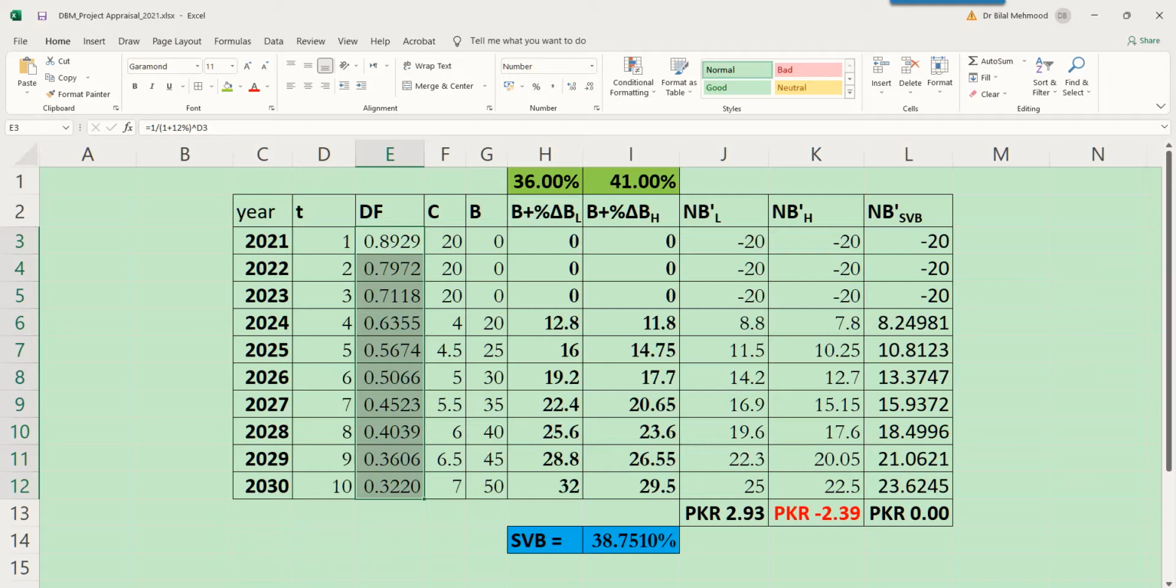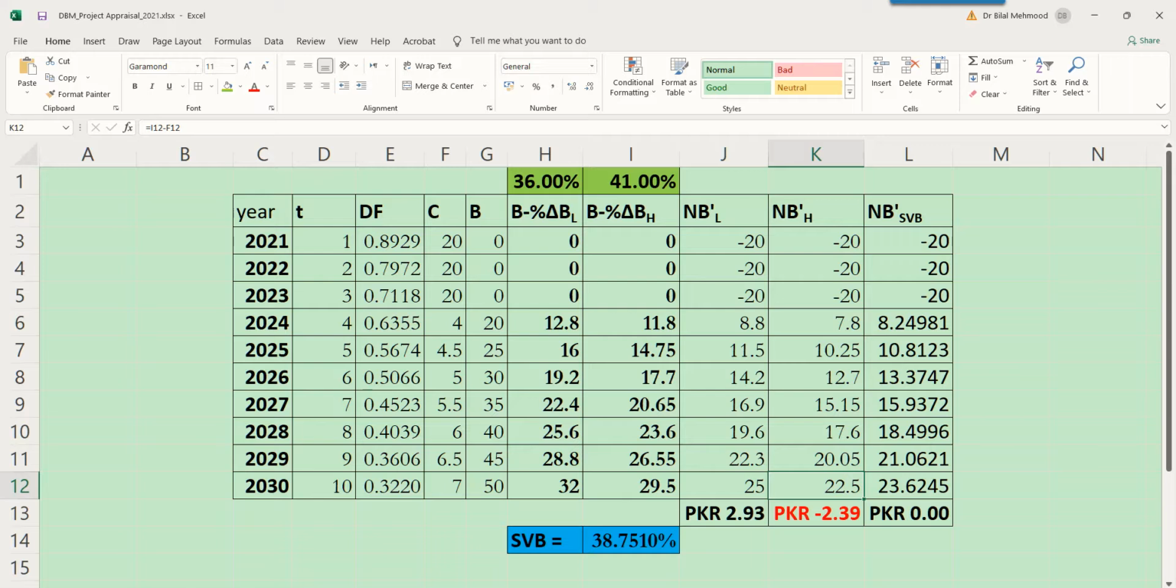Now the experiment is that we are going to decrease the benefits by a certain percentage, and here you will see that we will experiment with two levels, the first level 36% and the other one 41%, and we will keep it in such a way that the gap between the two remains at maximum 5%, because that is the convention of the interpolation formula.